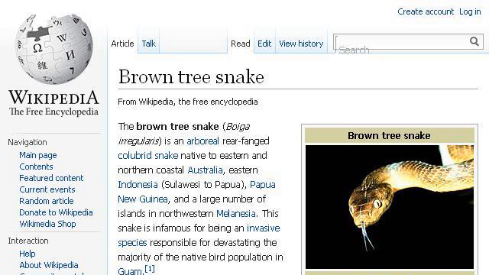If you don't find useful information on the previous sites, en.wikipedia.org. The webpage Brown Tree Snake, Wikipedia, the free encyclopedia. Here's the link.